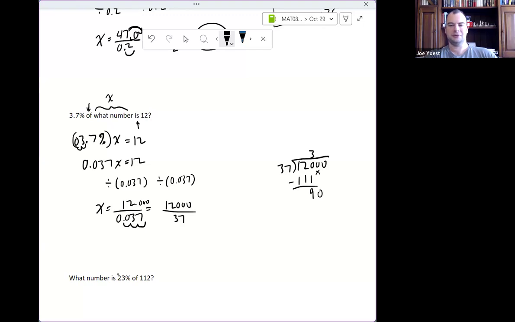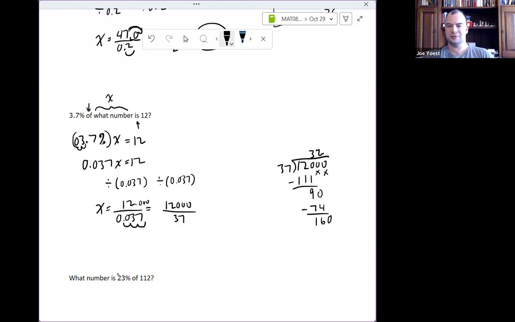And bring down a 0. Does 37 go into 90? Sure, it does. Does it go in twice? 37 is a little less than 40. 40 times 2 is 80, so yeah, it will. Does it go in 3 times? No, I would need 111 for it to go in 3 times. It only goes in twice. 2 times 37, well, that is 74. I have 16 left over.